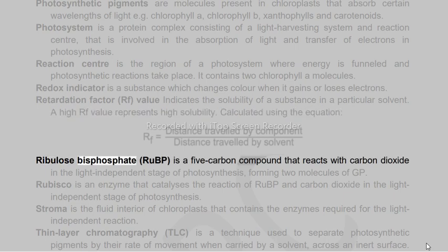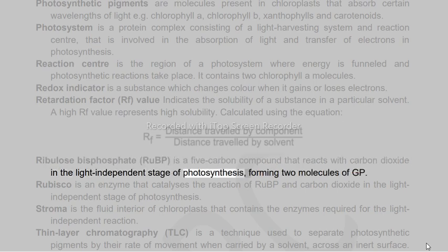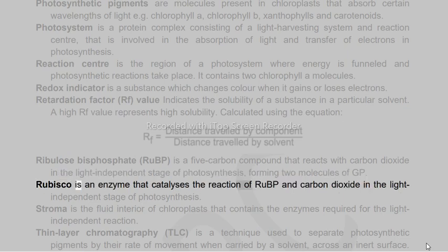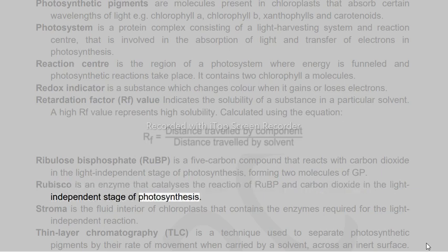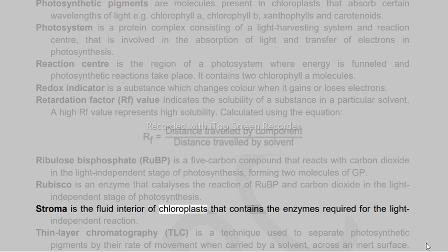Ribulose bisphosphate, RuBP, is a carbon compound that reacts with carbon dioxide in the light-independent stage of photosynthesis, forming two molecules of GP. Rubisco is an enzyme that catalyzes the reaction of RuBP and carbon dioxide in the light-independent stage of photosynthesis. Stroma is the fluid interior of chloroplasts that contains the enzymes required for the light-independent reaction.